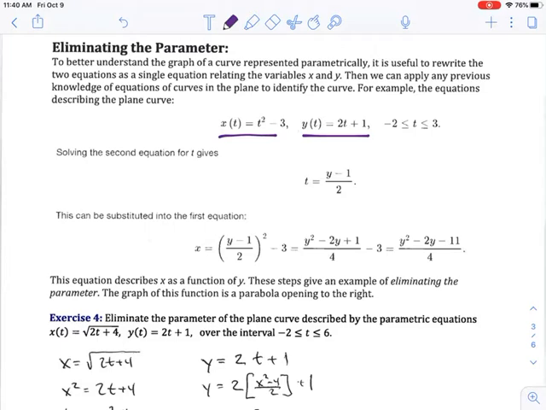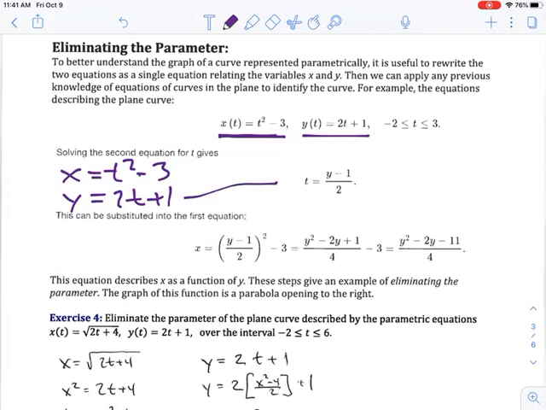So to do that, take each of the two functions and just write them without functional notation. In other words, instead of saying x of t is equal to t squared minus 3, just write x is equal to t squared minus 3, and write y is equal to 2t plus 1. Then all we have to do is select either one of these equations and solve it for t. Look for the easiest equation to solve for t.